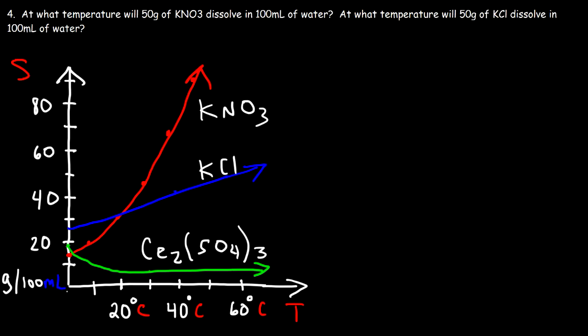Now let's move on to the second part of the problem. At what temperature will 50 grams of KCl dissolve in 100 milliliters of water? So we're dealing with the blue line. So we're starting with 50 again. And let's keep drawing the line until we reach the blue line, which is somewhere in this region. So the temperature is approximately 60 degrees Celsius. May not be exact, but we're just going to use a rounded answer. So at 60 degrees Celsius, we could dissolve 50 grams of potassium chloride in 100 milliliters of water.